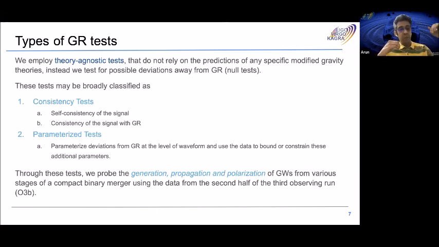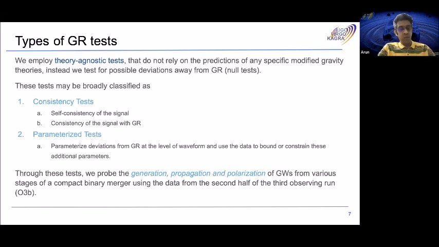And in terms of the various tests we perform, they may be very broadly classified as consistency tests and parameterized tests. And the consistency test itself could be a self-consistency, because it could be consistency between two parts of the waveform that we saw. Or it could be overall consistency of the signal in the data with GR. And the second category comes with a specific, we introduce free parameters which model certain aspects depending upon the context, how the deviation could occur in those contexts. And these additional parameters which we introduce could be constrained using gravitational wave observations during various stages.